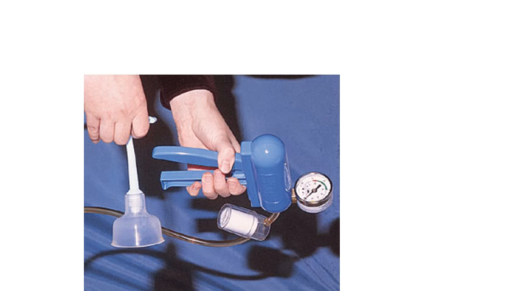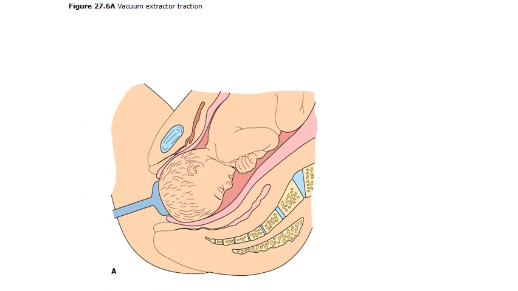Here's a picture of a type of vacuum extractor. There's more than one type, but they all have some sort of suction pump apparatus and a cup that's placed on the baby's head to help with the traction, to help the baby out. The vacuum only fits on the occiput because that's how the actual cup is formed. So if the baby has a brow or a face presentation, the vacuum is not going to work. We're going to have to go to forceps.